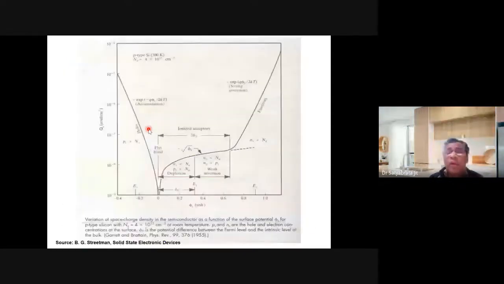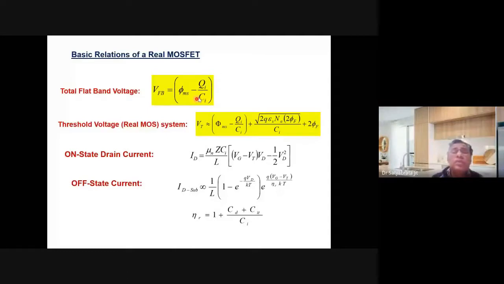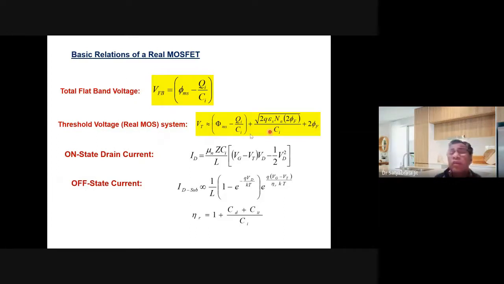Now, due to these things, a voltage is required to make a practical MOS capacitor into an ideal MOS capacitor. So this flat band voltage is the gate voltage that is required to make a practical MOS capacitor into an ideal MOS capacitor. And the threshold voltage, Vt, is defined by these relations here.